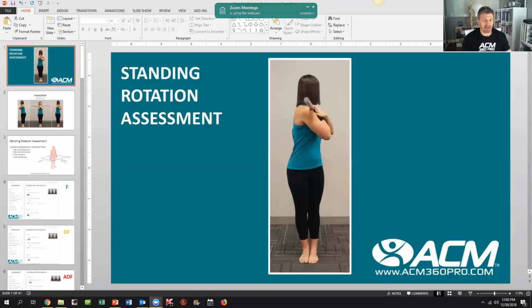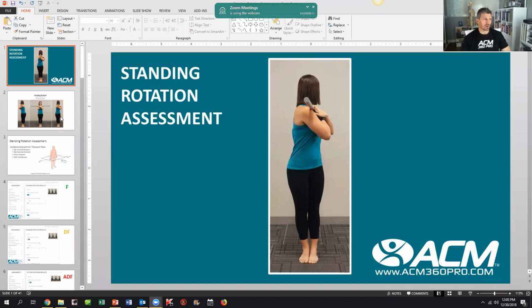This is part 4 of the 6-part series on the ACM assessment program, and today's topic is the standing rotation assessment. Again, this is one of 6 assessments that we use in the ACM. We're going to get into a lot more detail as to why I choose this assessment, the order we put it in, what value we're getting out of it, and how it can help direct you in a corrective approach.